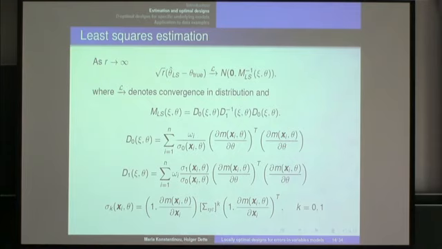Then similarly, we showed that the least squares estimator also has a limiting normal distribution, and now the information matrix involves both the sigma 1 function and another function sigma 0, both of which are given by the last expression.